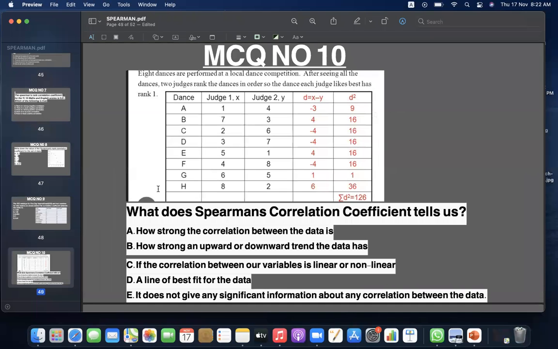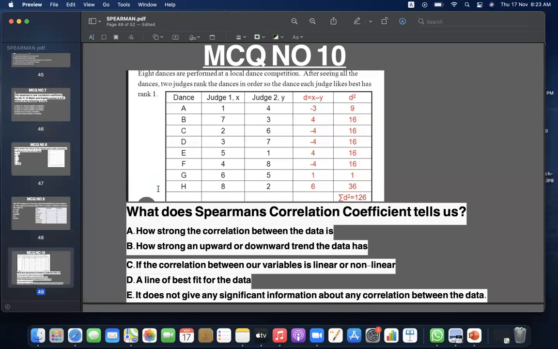MCQ number 10. 8 dances are performed at a local dance competition. After seeing all the dances, 2 judges rank the dances in order. The dance each judge likes best has rank 1. So here is the data given as well. From this data, what does the Spearman's rank correlation coefficient tell us?